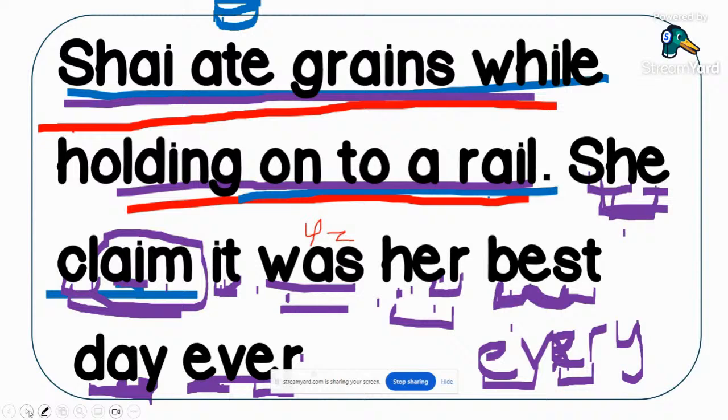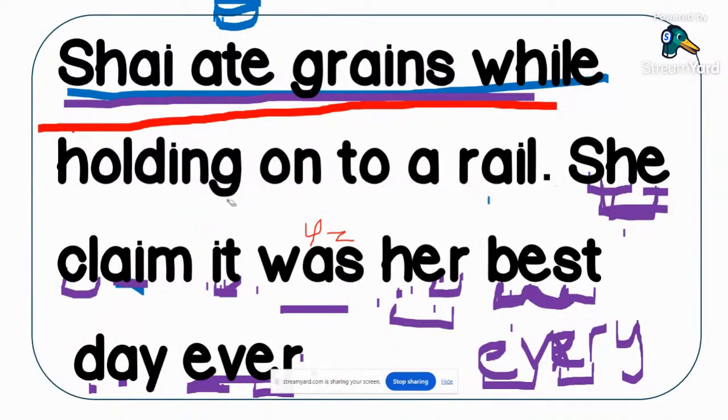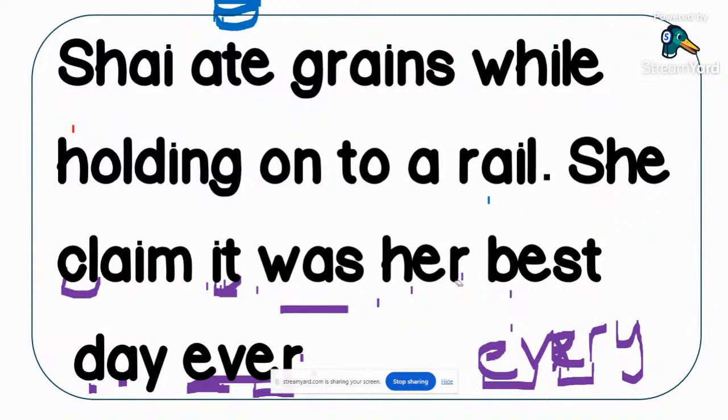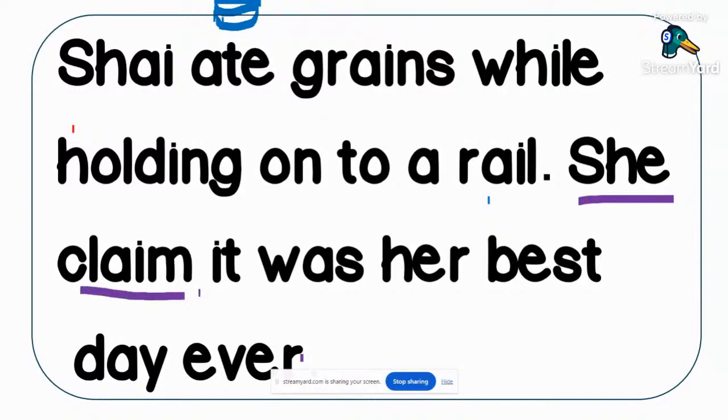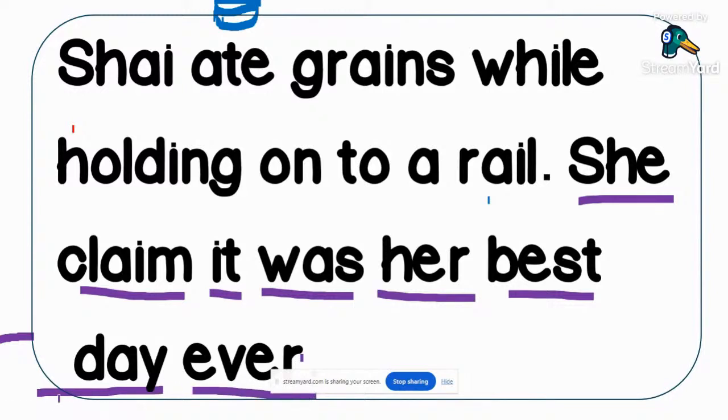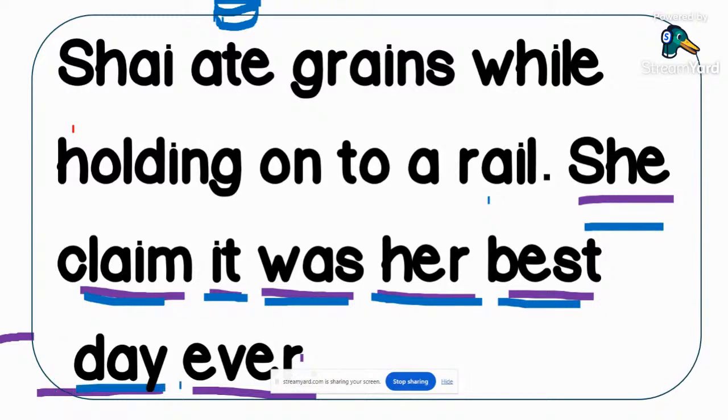Good. So now we're going to read from the top. Let's see how much you remember. Oh, we'll read this last sentence first, then we'll read from the top, okay? Let's just practice this last sentence. Let's go. She claimed it was her best day ever. Let's read it one more time. She claimed it was her best day ever. Very good.